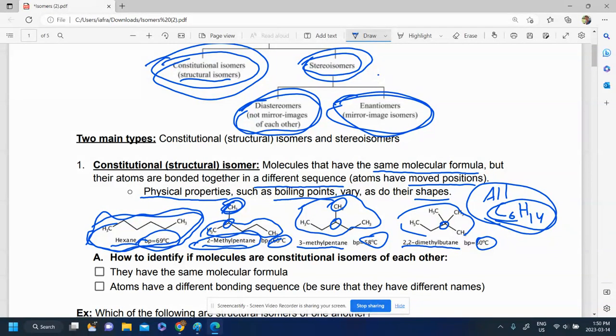Again, to check that these were all constitutional isomers of each other, I saw that they all had the same molecular formula and that their atoms were arranged in different bonding sequences. Just to double check that they actually are different, I like to name the molecule. If they have a different name, but they have the same formula, then they're likely going to be constitutional isomers.